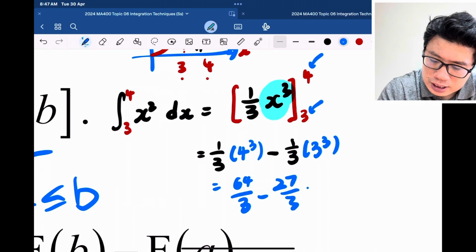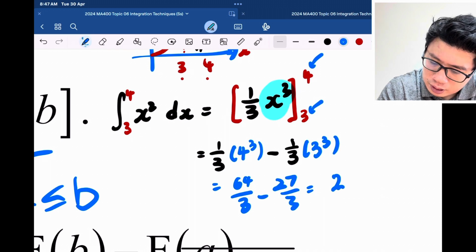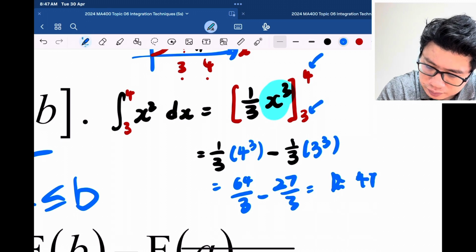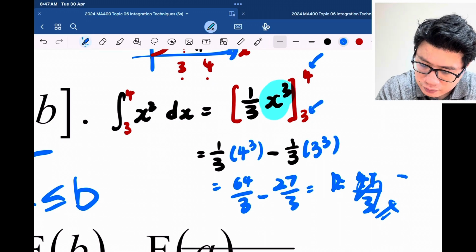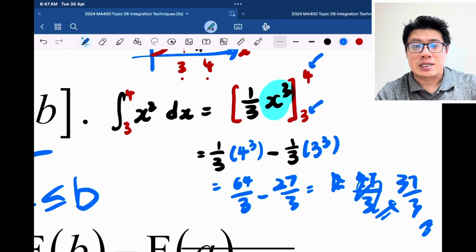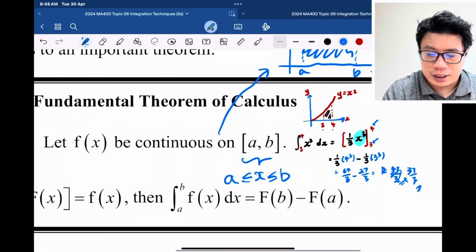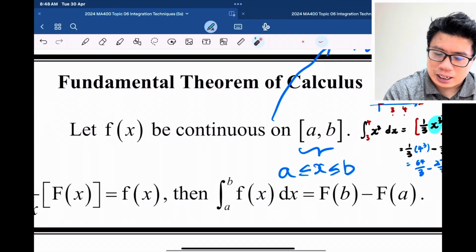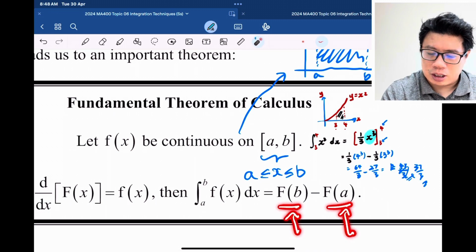27 over 3, I think this is 9. So this is, I think, 21. Okay, it's 27 minus 64. This is just, I think, 47 over 3. Oh sorry, 37 over 3. I'm just going to leave this as an example that I came up with on the spot. So I just want you to know how to operate this definite integral. No difference, but when you sub in, you basically do sub in upper limit minus the lower limit.